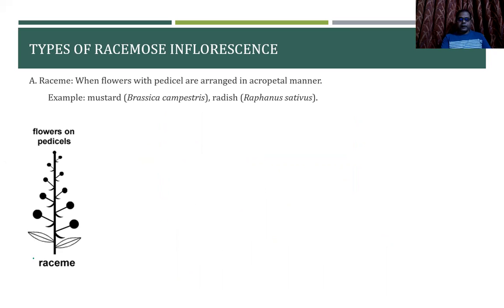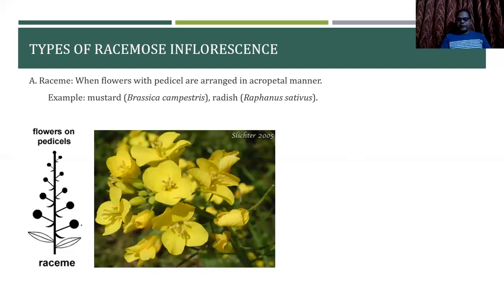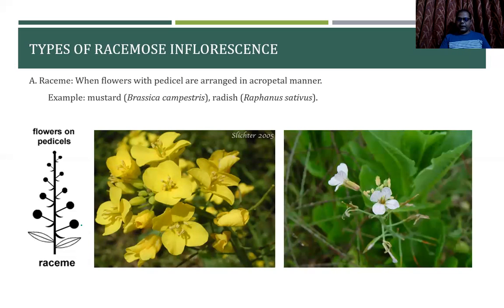So we have got the bracts here. We have got bracts, and on the base of the bracts, the pedicel is coming out, the younger one on the top and the older one towards the periphery. Now this is the example of Brassica campestris or mustard, and this is an example of Raphanus sativus, that is the radish flower.